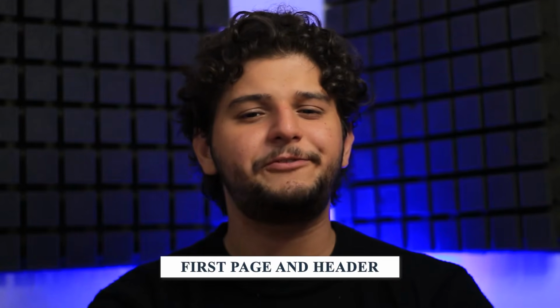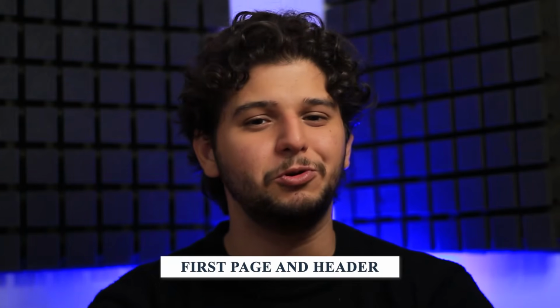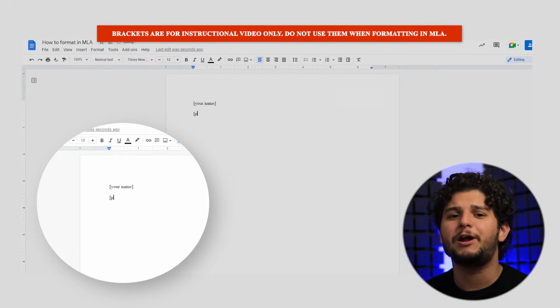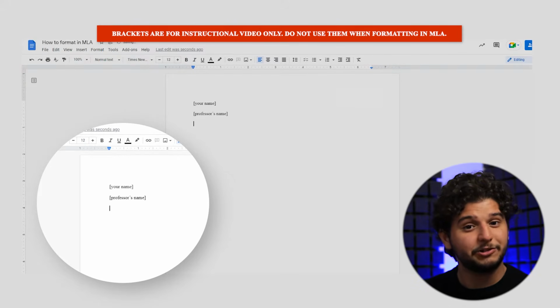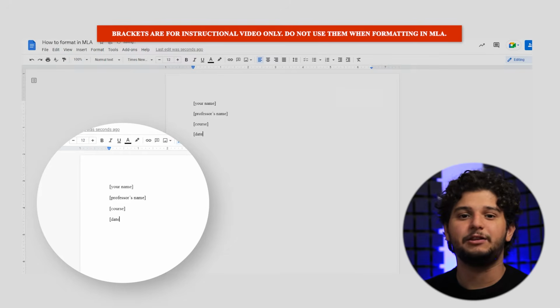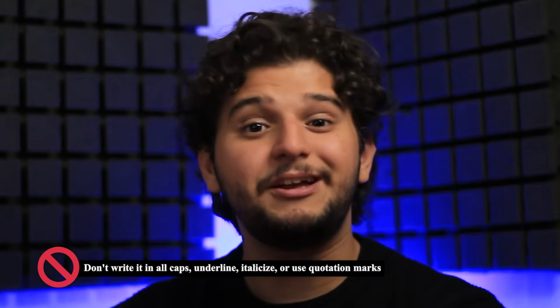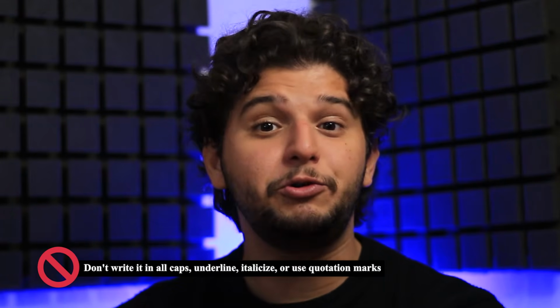Now let's see how the first page and header of your essay should look. First of all, it's not necessary to add a title page unless your professor specifically requests it. On the upper left-hand corner of the first page, you have to write your name, your professor's name, course, and date. Then add the title centered below. Don't write it in all caps, underline, italicize, or use quotation marks.